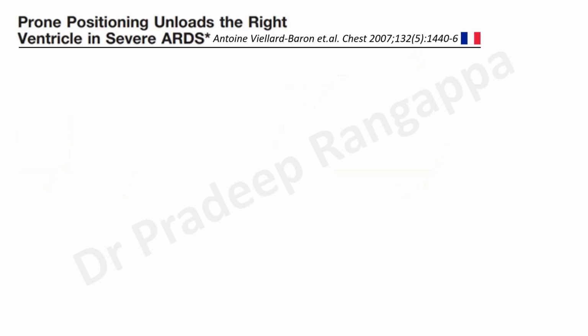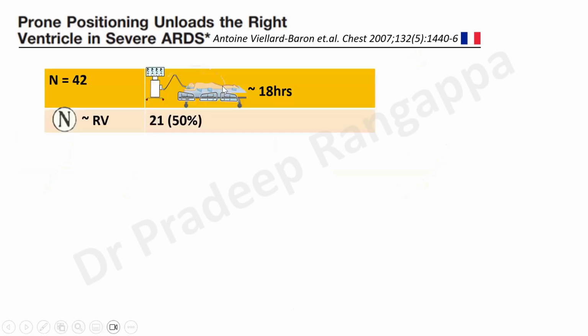This is a study by the French group that came in 2007: prone positioning unloads the right ventricle in severe ARDS. This study was done in 42 patients, where patients were proned for 18 hours. And out of this, 50% of the patients had normalization of the RV, which was dysfunctional at the outset. And there was improvement in the cardiac index, and reduction in the heart rate. It means proning did improve the RV status in 50% of the patients. So even if this happens, then you know that proning is helping them. Even if this doesn't happen, then obviously you have to think of ECMO if proning is failing.